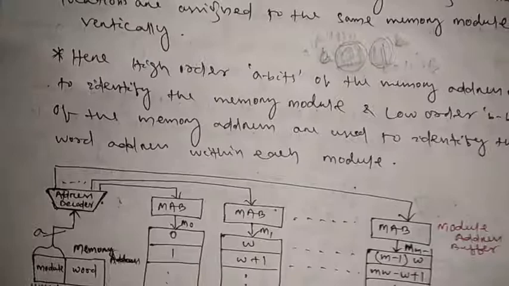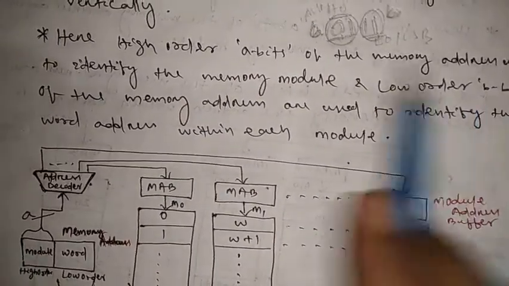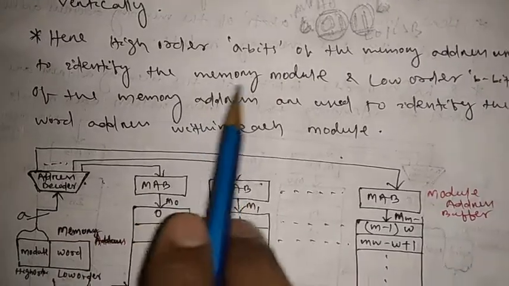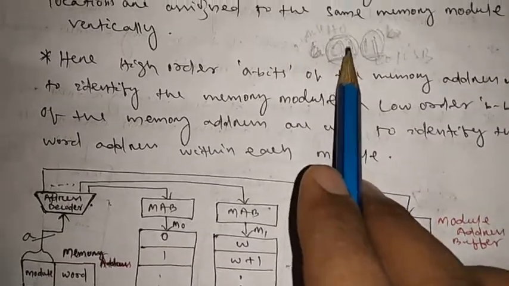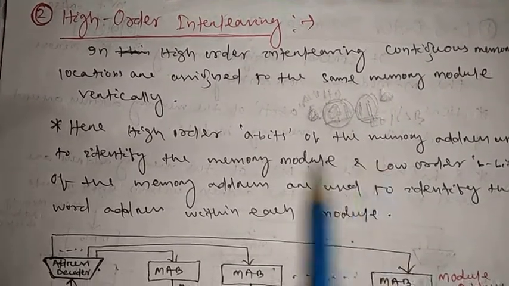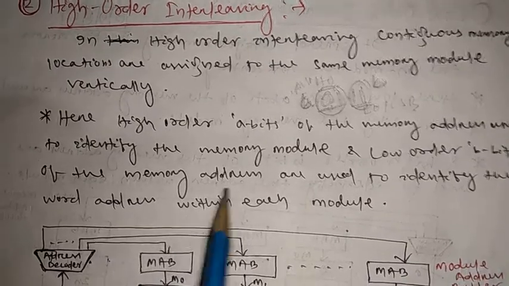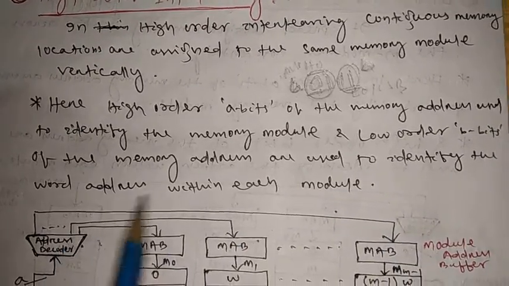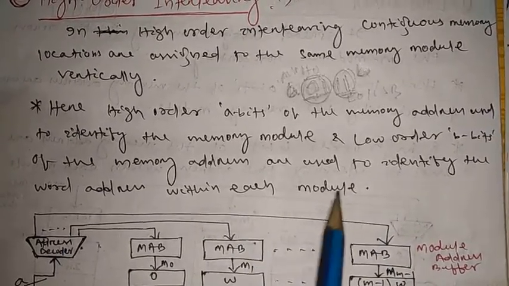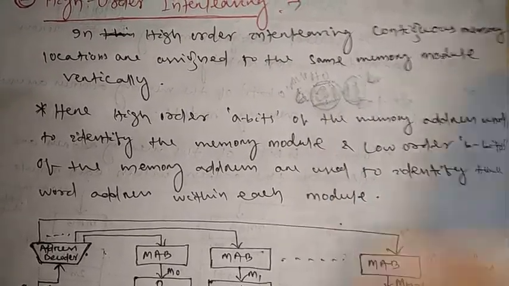Then what is the second point? High order A bits of the memory address are used to identify the memory module. I already told you that high order bits are used to identify the memory modules, and low order B bits of the memory address are used to identify the word address within each module. So this helps to find the word address within each module.